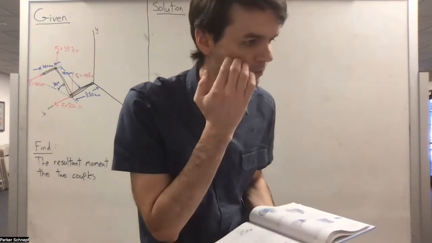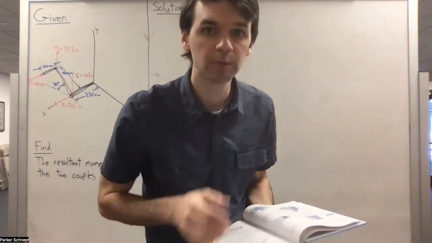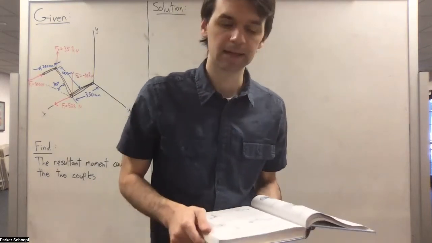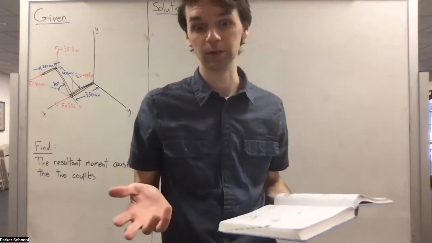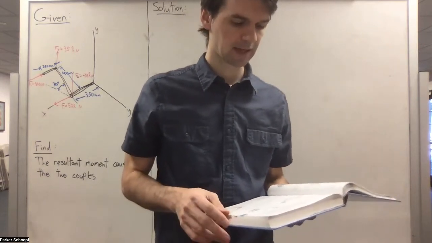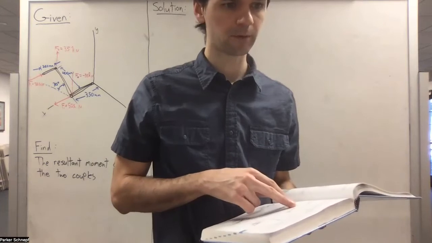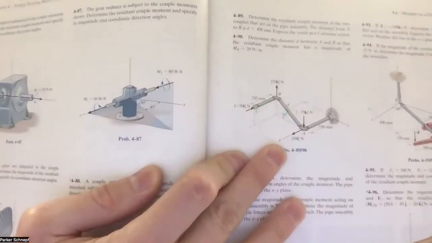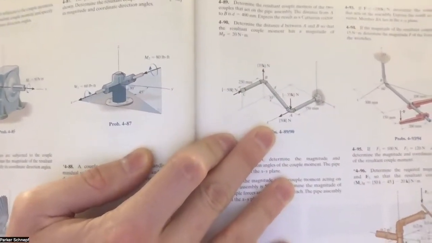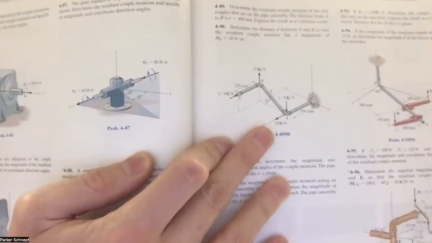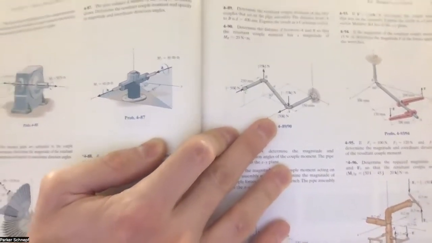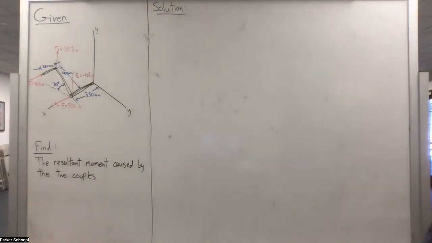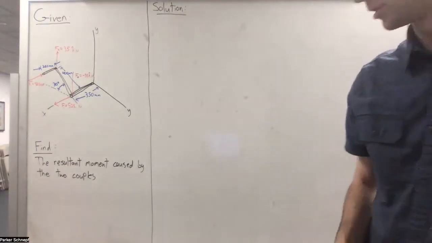In Unit 4.4, we are talking about moments of couples, and so we're going to learn about what a couple is. I've chosen to do problem 4-89 in the 13th edition of the book. Here's the picture. We have this pipe going, and there's a couple of forces acting on it. I've redrawn it simplified on the board.